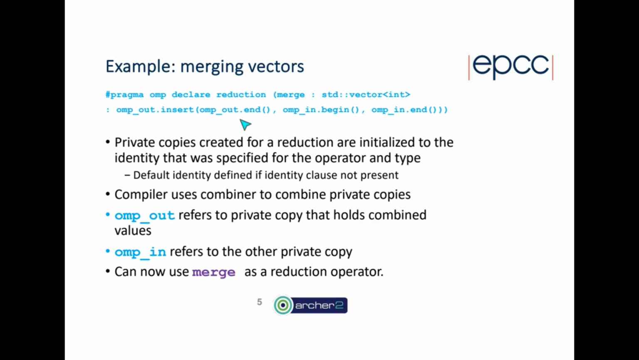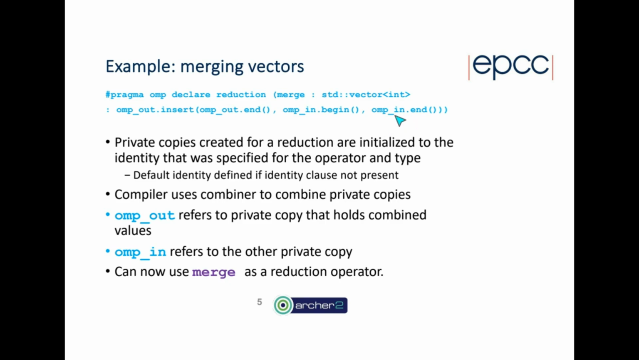And then I have the combiner expression. In order to be able to sensibly write the combiner expression, there are these two predefined variables. omp_out is going to refer to the private copy that we're going to pass in, and is also going to hold the combined values as an output. And omp_in is the other private copy that we're going to combine with. So my combiner expression would look like this. I'm going to insert at the end of the omp_out vector all the elements of omp_in between its beginning and its end.